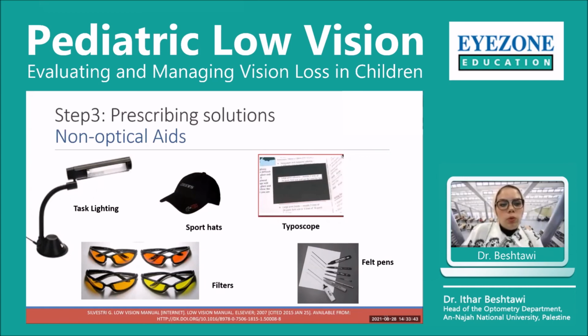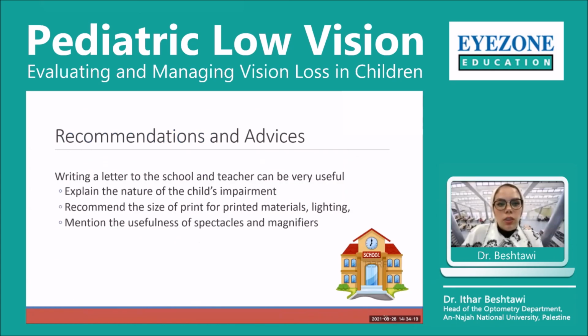A typoscope is another example, which is a rectangular black card with a central slit, shown in this picture here. It can reduce the amount of light from the background and so reduce the scatter and thus increase the retinal image and contrast. It can also assist reading along lines, finding the next line, or guide signing and writing. Also, felt pens can be used to enhance writing for children who have low vision.